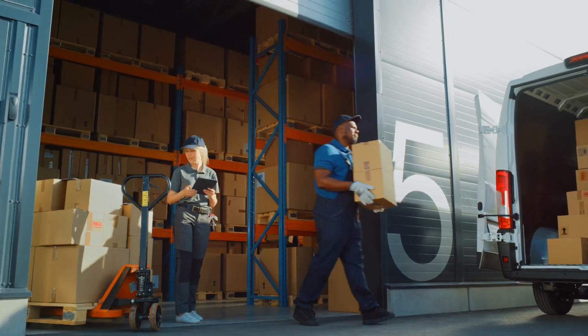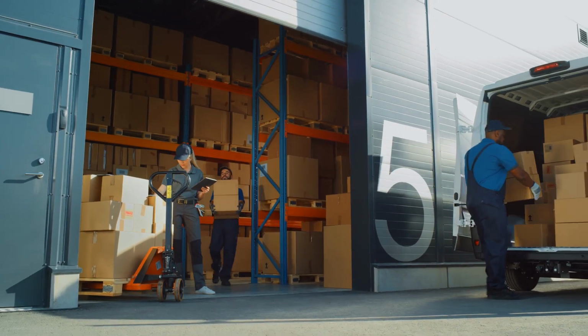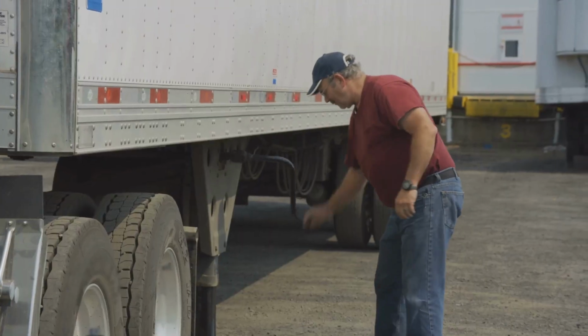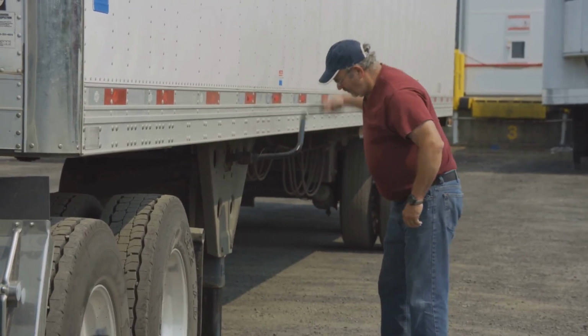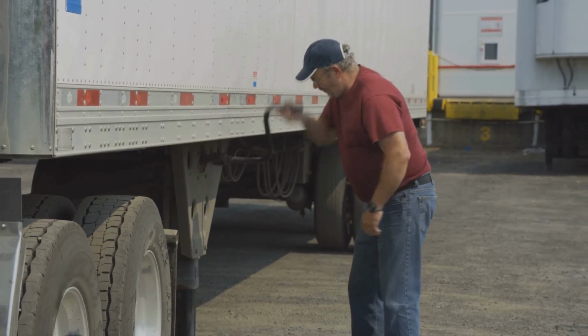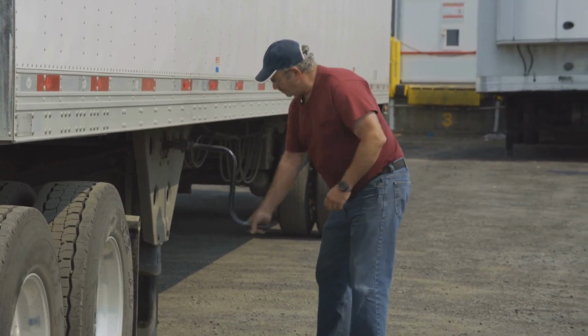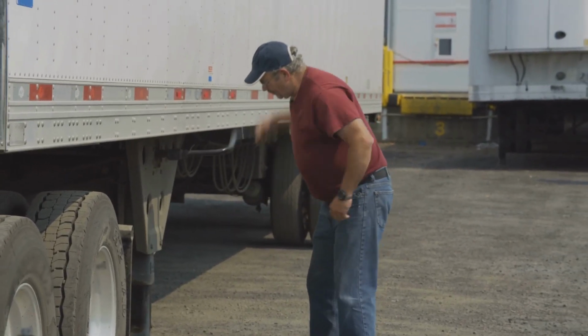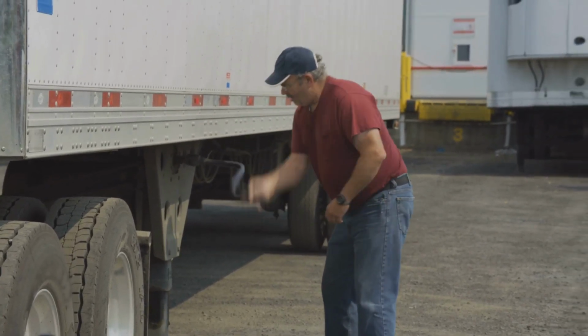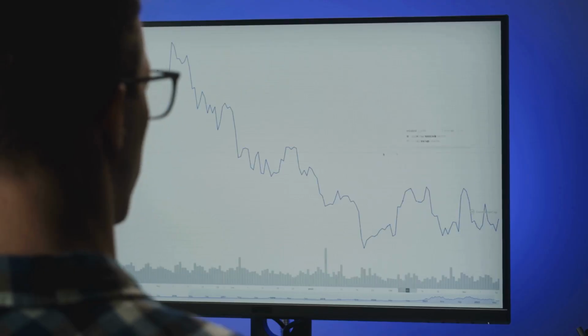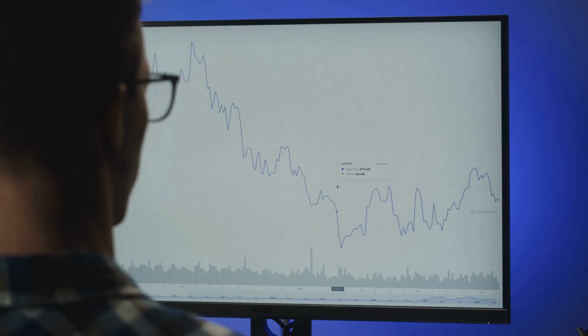To illustrate this, let's consider the example of a logistics company. This company is struggling with consistent on-time delivery performance. They're facing customer dissatisfaction and increased operational costs due to these delays. The management team knows there's a problem, but they need to pinpoint the exact factors contributing to it. This is where correlation analysis comes into play.